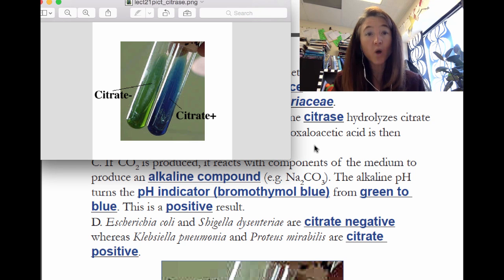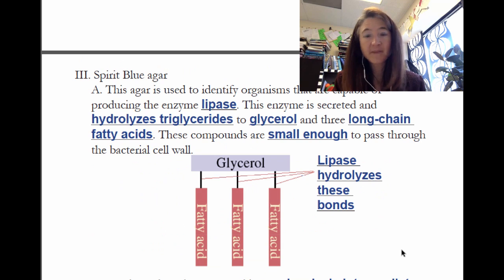Let's move along looking at the next test, which is for actually gram-positive rods. And we've got two in a row that are going to help us to distinguish amongst the gram-positive rods. Let's begin with the spirit blue, or looking at the ability of an organism to hydrolyze triacylglycerols, cleaving them at the ester linkage that links between the glycerol backbone and the three long fatty acyl side chains.